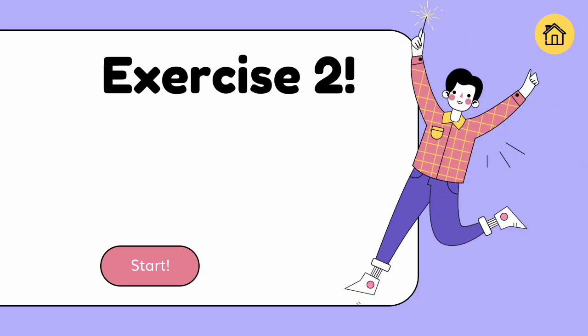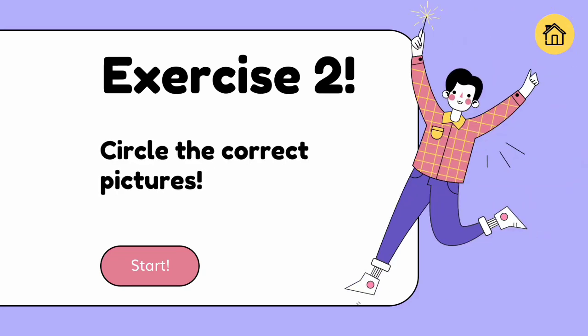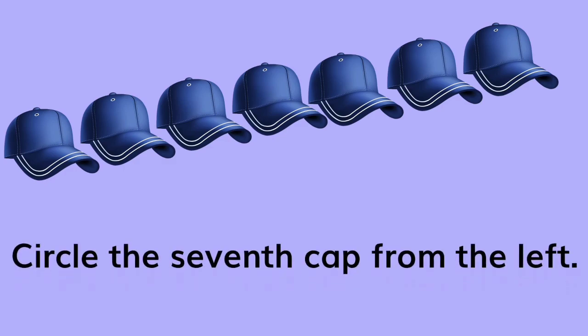Exercise 2. Circle the correct pictures. Let's get started. Wow, there are so many caps. Circle the seventh cap from the left. From the left, dari sebelah kiri. Urutan ketujuh dari sebelah kiri. 1, 2, 3, 4, 5, 6, 7. Here it is. The seventh cap from the left.